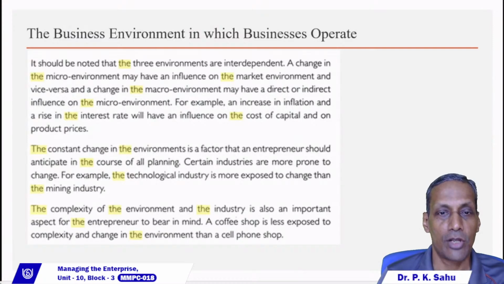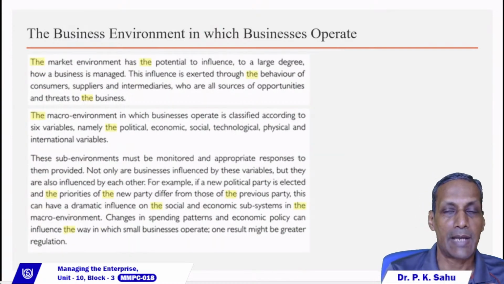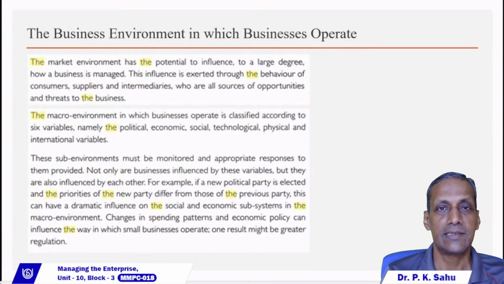For example, the technological industry is more exposed to change than the mining industry. The complexity of the environment and the industry is also an important aspect for the entrepreneur to bear in mind. A coffee shop is less exposed to complexity and change in the environment than a cell phone shop. So the market environment has the potential to influence to a large degree how a business is managed.